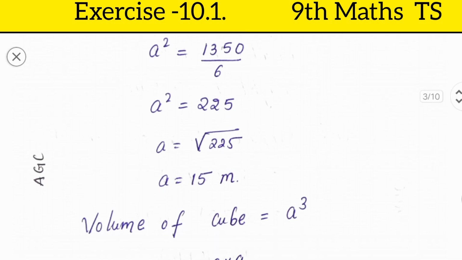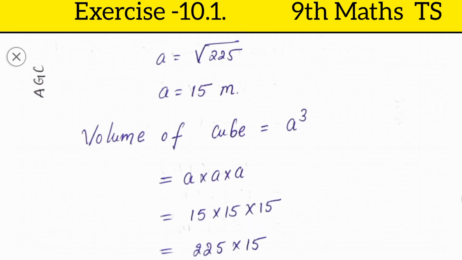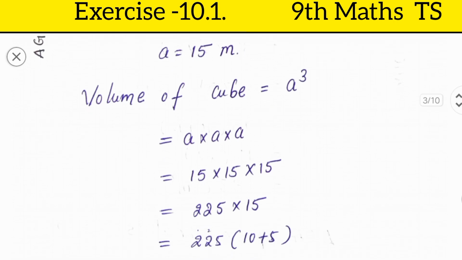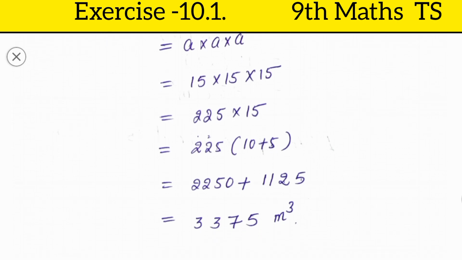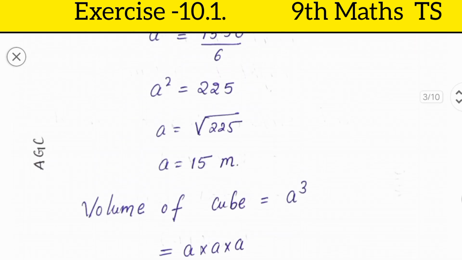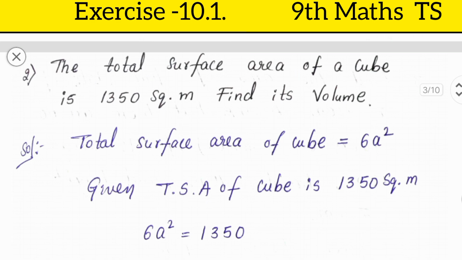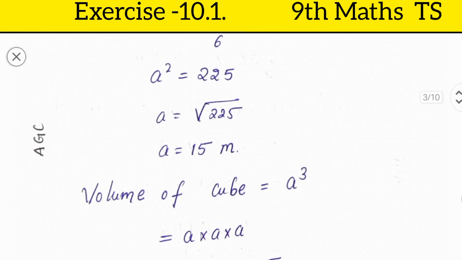Now we got the edge of the cube. The edge of the cube is 15 meters. Now the volume of the cube formula is a cube. A cube is nothing but multiplying a 3 times: 15 into 15 into 15. If you simplify it, you will get the answer as 3375 cubic meters. So this is your answer. This is the solution for your second question. Next, moving to the third question.